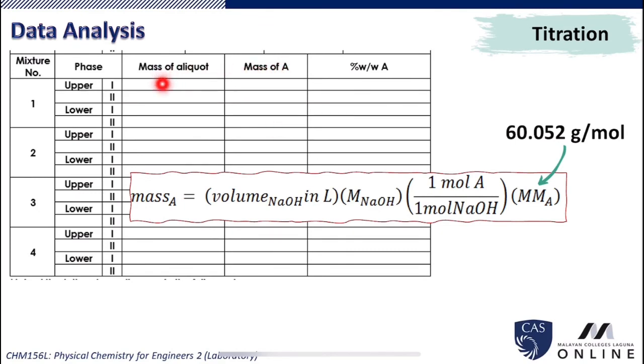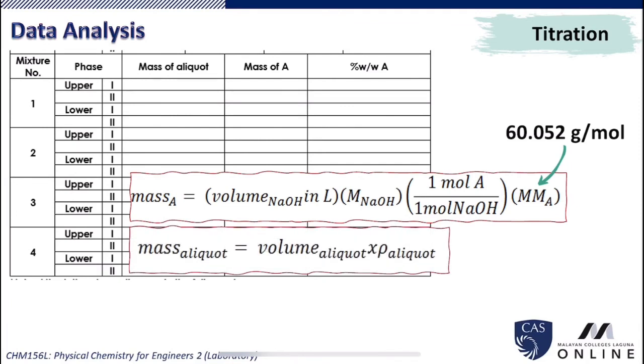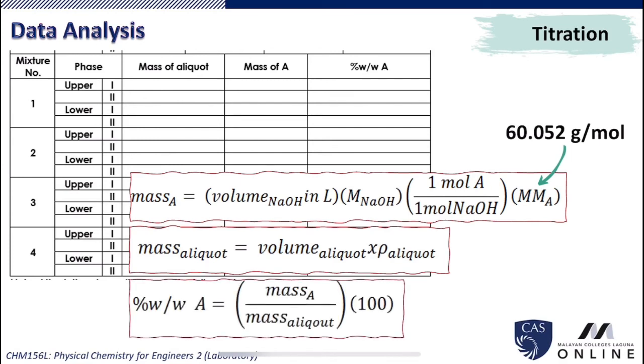How about the mass of aliquot? Remember, you have 5 ml of the aliquot. You just have to multiply that by the density of that particular aliquot. So we're able to determine the density of the aliquot in the density measurement. And basically, for percent weight per weight of A, that is mass of A over the mass of the aliquot times 100. Now you have different percent weight per weight for the 4 solutions, the upper and the lower phases.